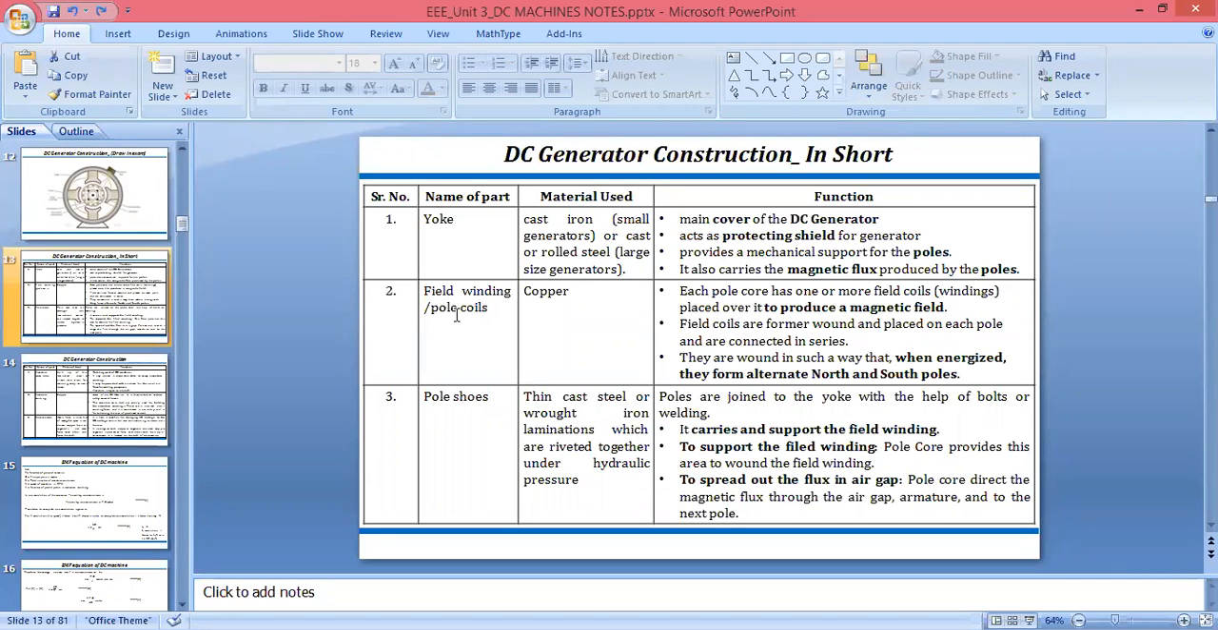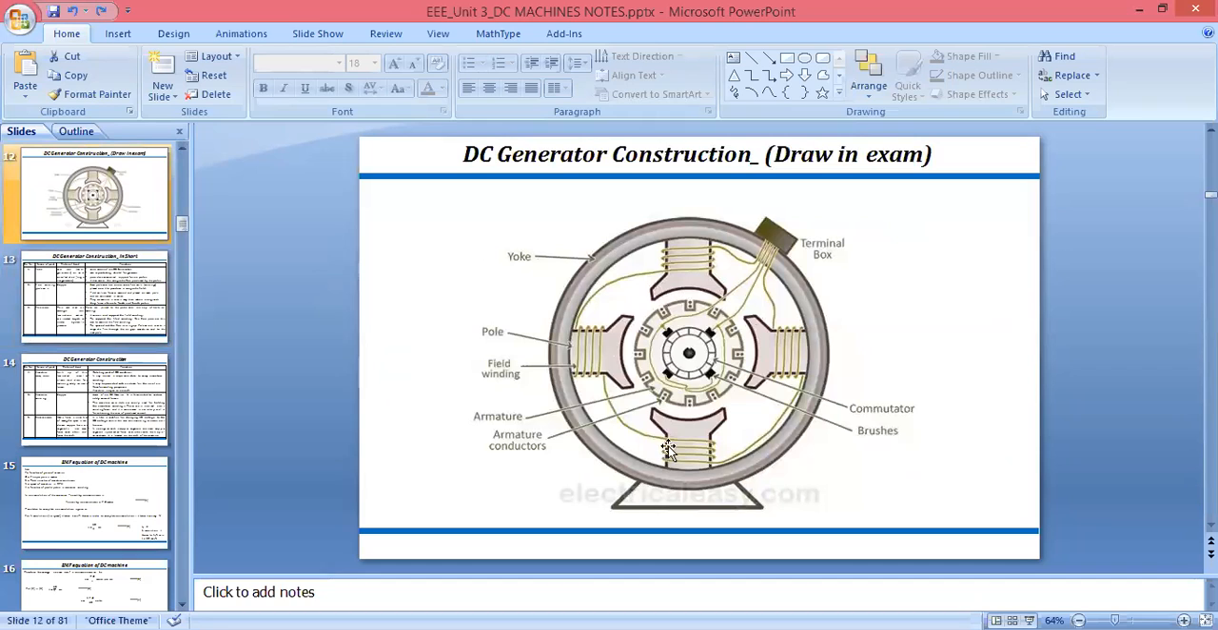We can make the pole using copper. Each pole has one or more field windings, placed over it to produce the magnetic field. So each pole will have a number of field windings and it will produce the magnetic field. Field coils are formers and they are connected in series because we are using 4 poles here. So these are in series. How are we connecting? We are connecting them by using the field winding.